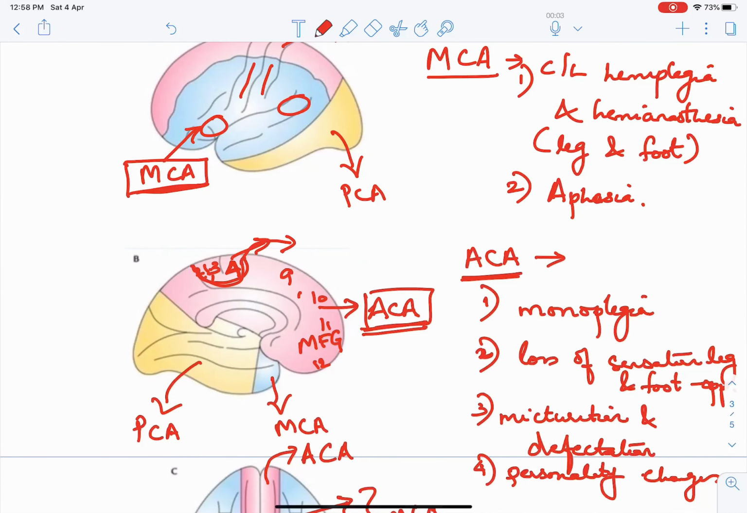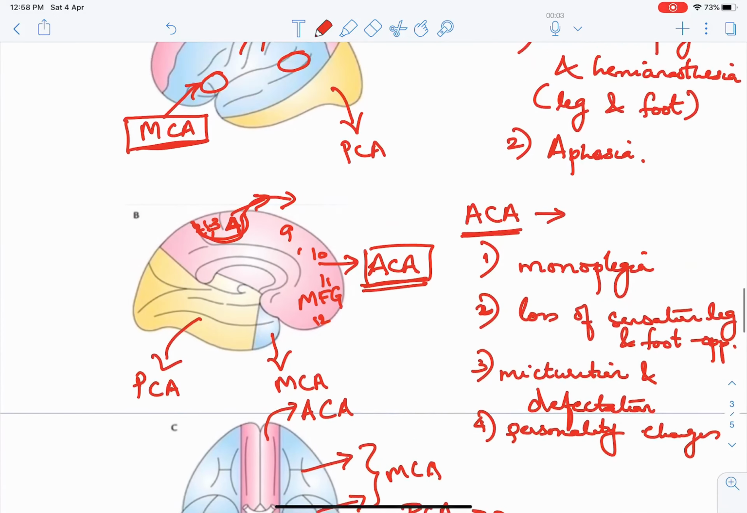This is about the blood supply once we have learned the functional areas.